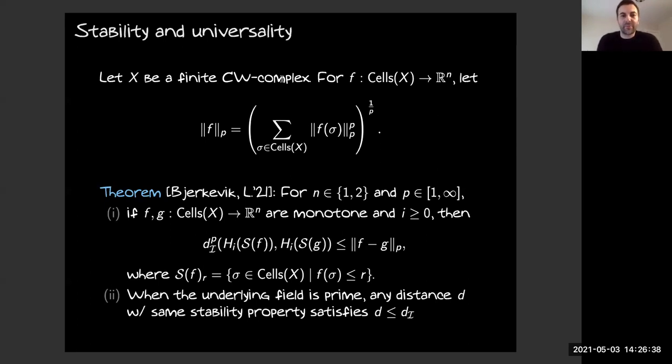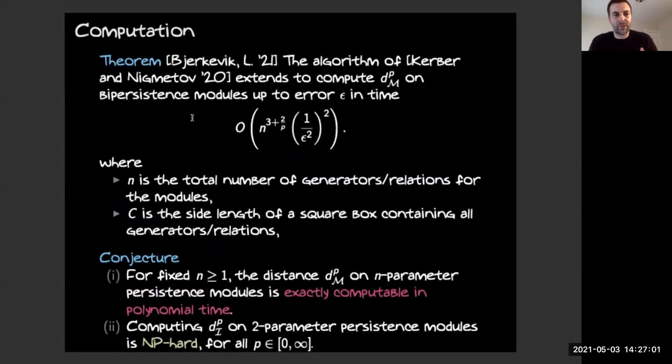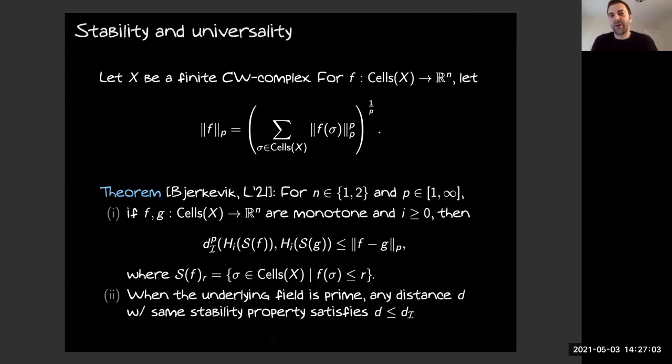And first, I need some kind of notion of a P norm of a function from the set of cells to R^n. And this is essentially the kind of thing that we saw before. We take the values of this function on all cells. We're mapping into R^n, so for each cell you have n values, you stick them all into a big vector, you take the P norm of that, and that's the P norm of this function.